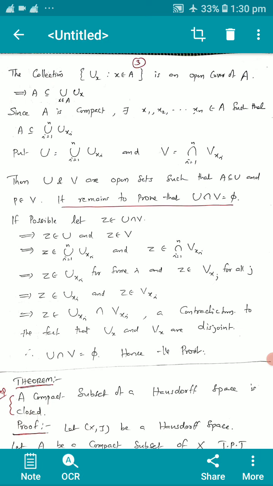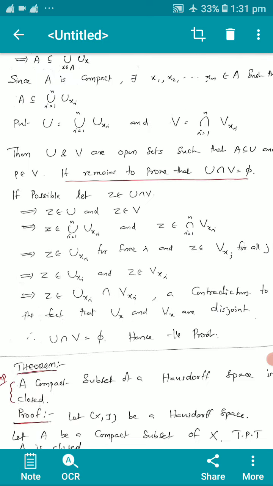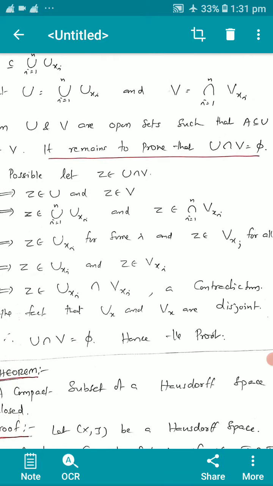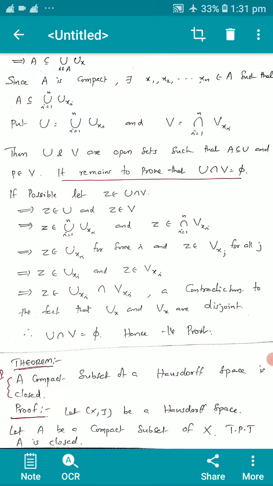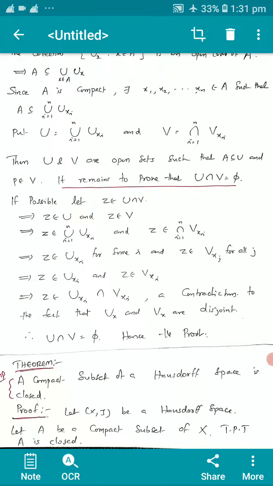Then U and V are open sets such that A is a subset of or equal to U, and p is an element of V. Okay. So what is left to prove? It remains to prove that U and V are disjoint, or U intersection V equals phi. If possible, take an element, let z be in U intersection V. That means z is in U and z is in V. What is U? U is the union of Uxi. Therefore, z is in the union of Uxi and z is in V, meaning the intersection of Vxi.